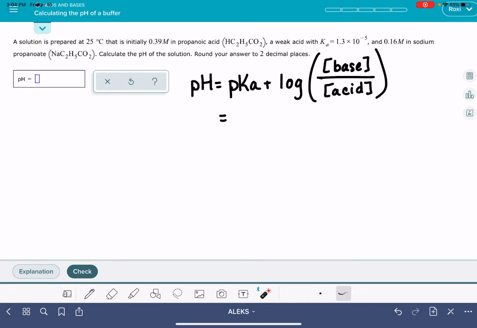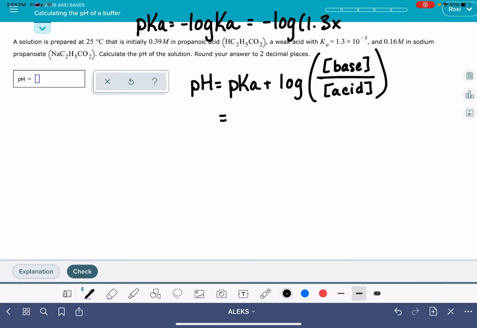So in this problem, we will be given the concentration of both the base and the acid, and we will be given information to calculate the pKa. We have been given the Ka value, and as a reminder, the pKa value is calculated by taking the negative log of the Ka. So I'm going to start with that. For this problem, we're going to be taking the negative log of 1.3 times 10 to the minus 5, which is 4.886.